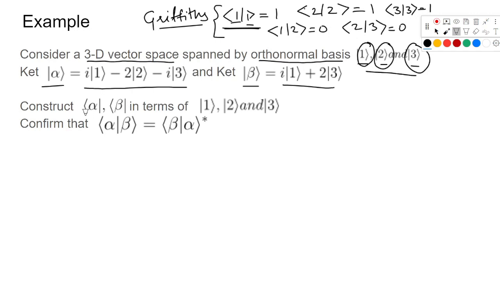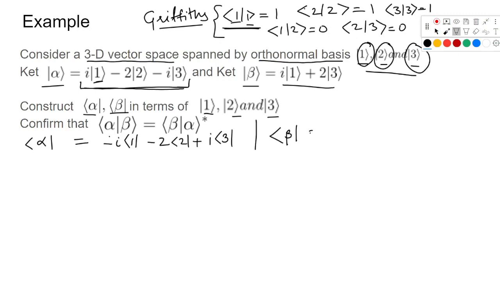Now we have to construct the bra of alpha, the bra of beta in terms of the base kets 1, 2 and 3. So for the bra of alpha, we just have to take this ket alpha and change the kets into the bras, but also do a complex conjugate. So this would be minus iota. Similarly, the bra of beta would be, so this is how we construct the bra of alpha and the bra of beta from the ket of alpha and ket of beta.